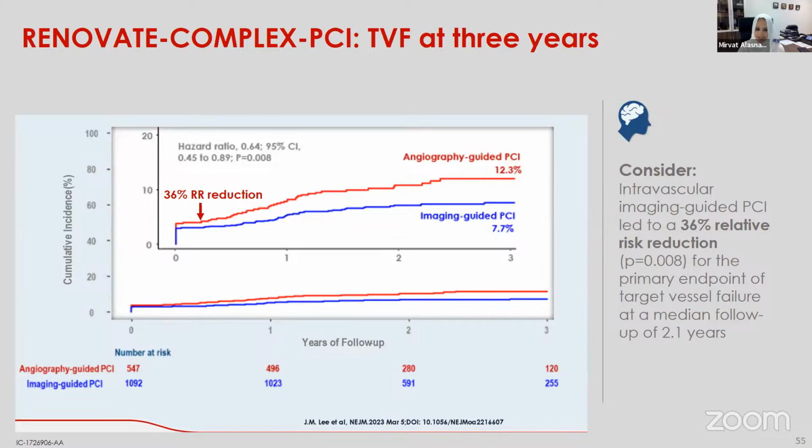Renovate Complex is, however, a study that looked at complex lesions, and it was presented last year and published last year in 2023. So you do see a 36% relative risk reduction between angiography alone and image guided. And they did include in this complex lesions left main vessels, bifurcations, and calcified vessels, and so on. And so here now we're starting to see robust evidence continue on with more complex lesions.